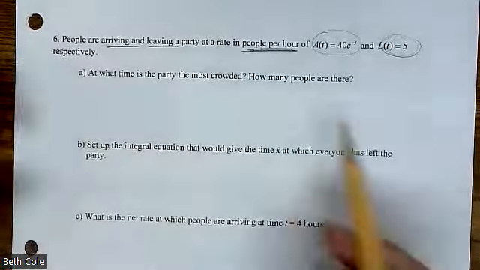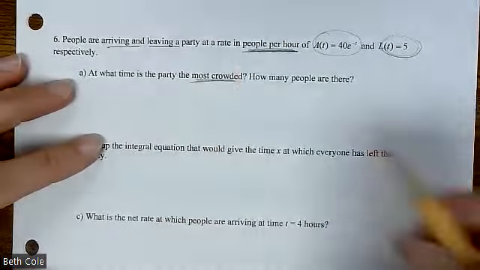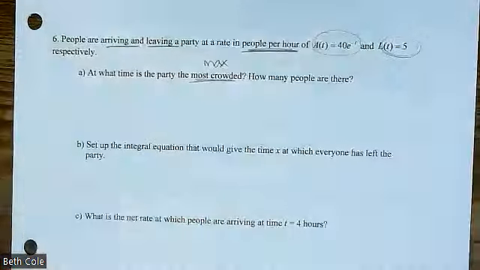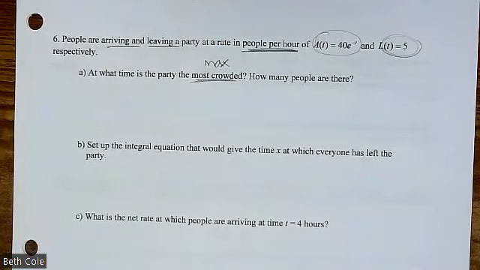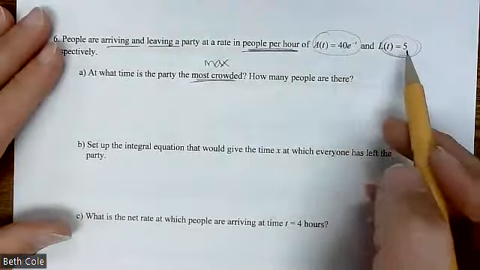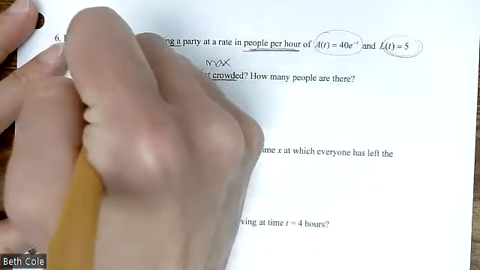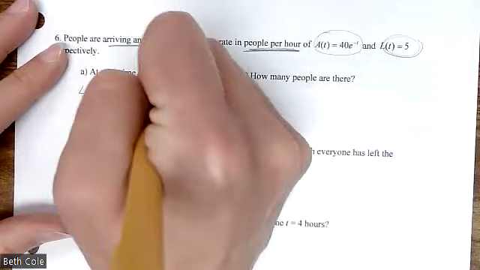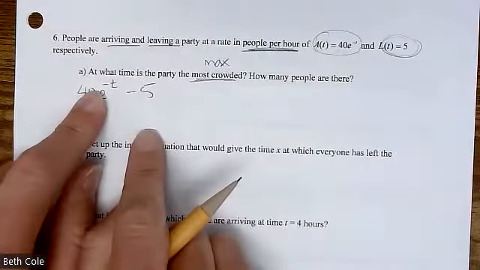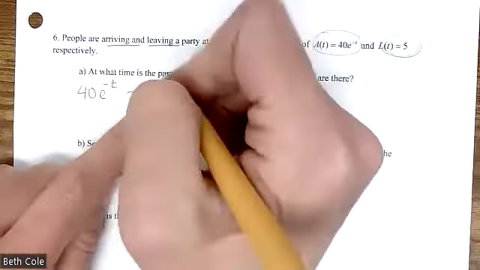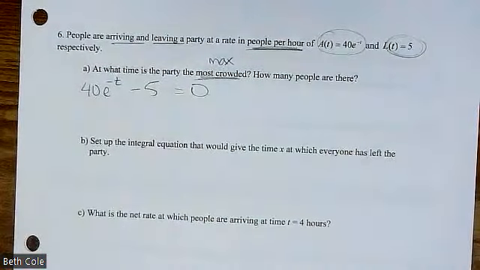All right. At what time is the party most crowded? That's a maximum. Maximums and minimums come from critical points. That is derivative equals 0. Now, these already are rates. So we're going to take our 40 e to the negative t minus 5. It's rate in minus rate out. And we're going to set it equal to 0.